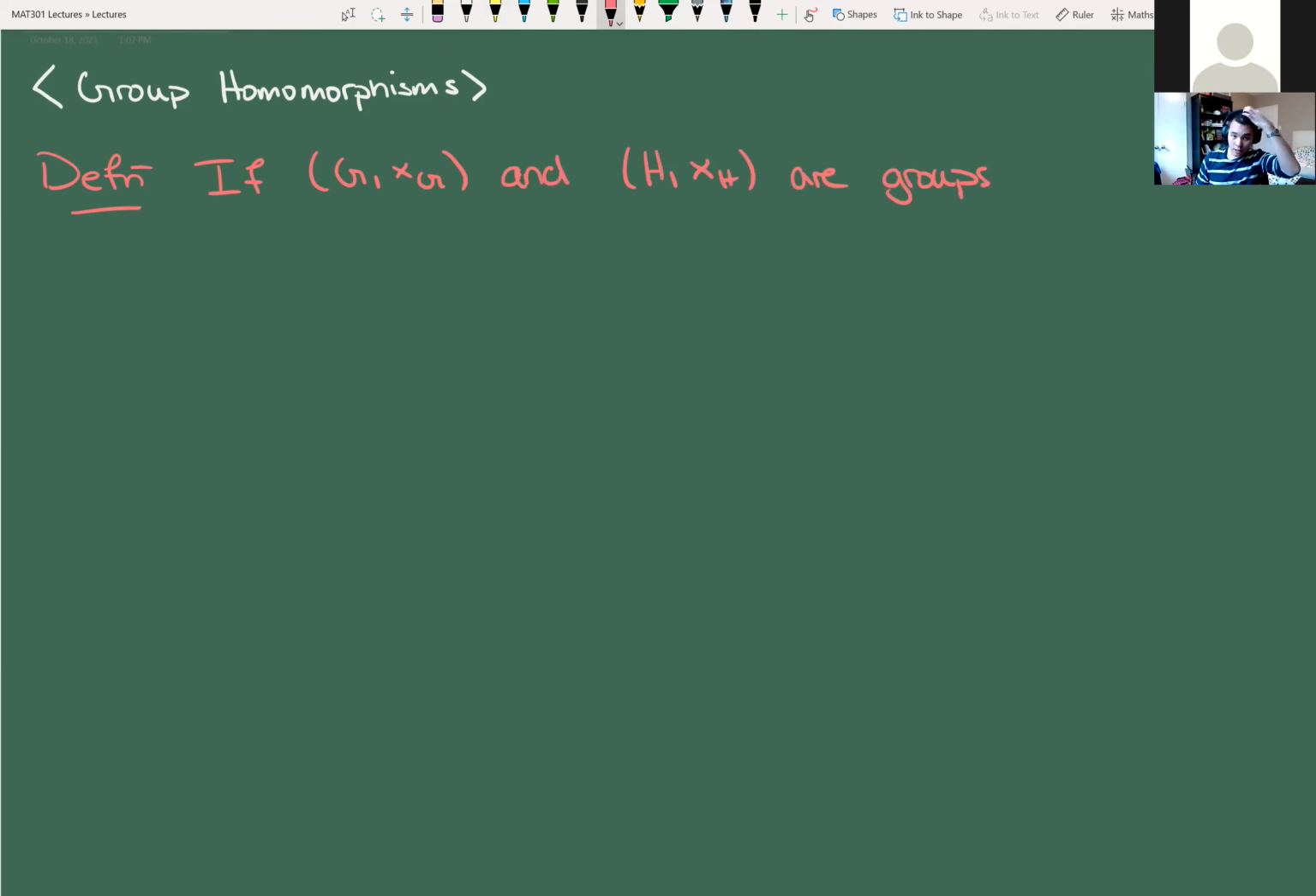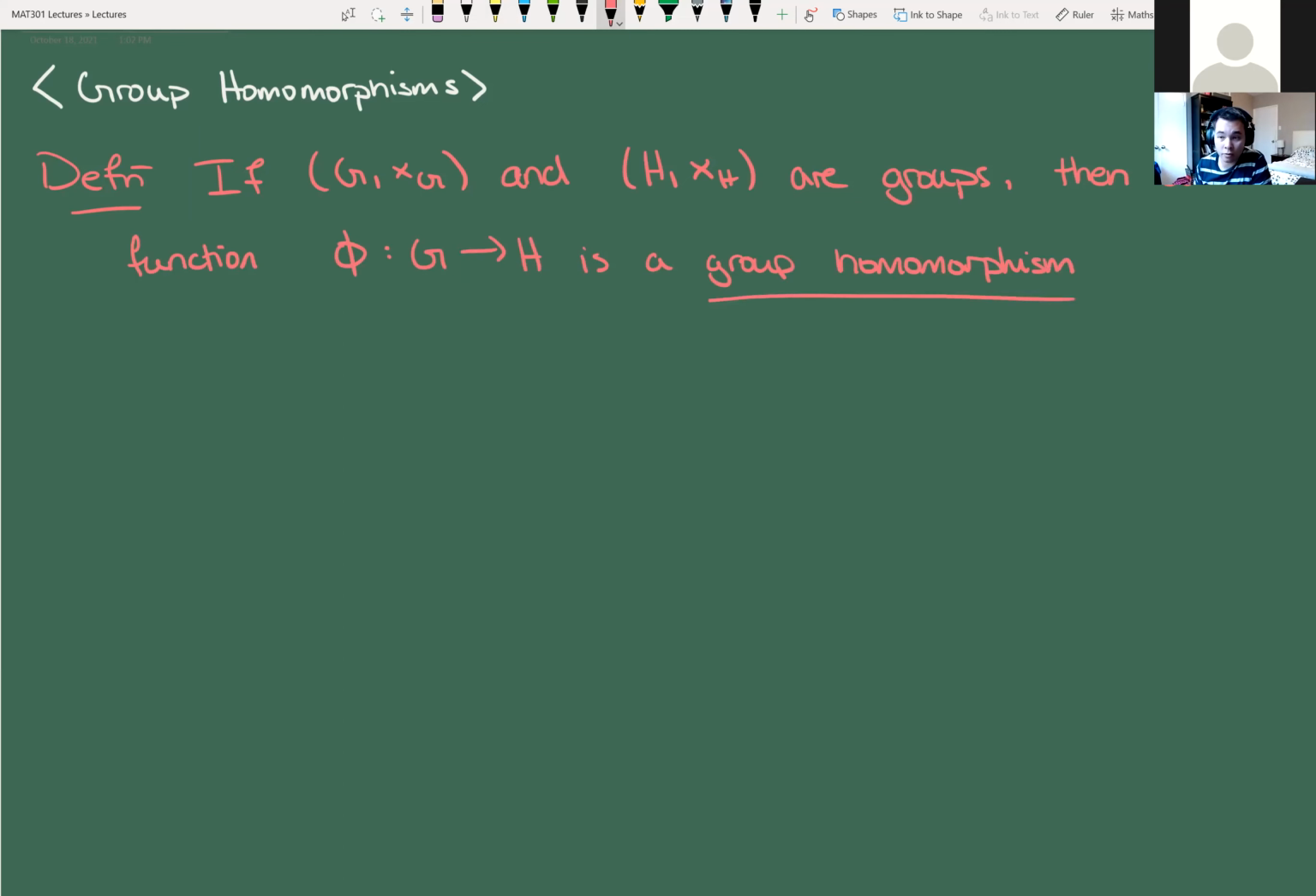Okay, so let's suppose that I've got two groups. I'm going to use G as the domain and H as the codomain. Then a function, we'll often use Greek letters, but if you want to call it F, that's totally fine. Then a function from G to H will be called a group homomorphism if it preserves the group structure.